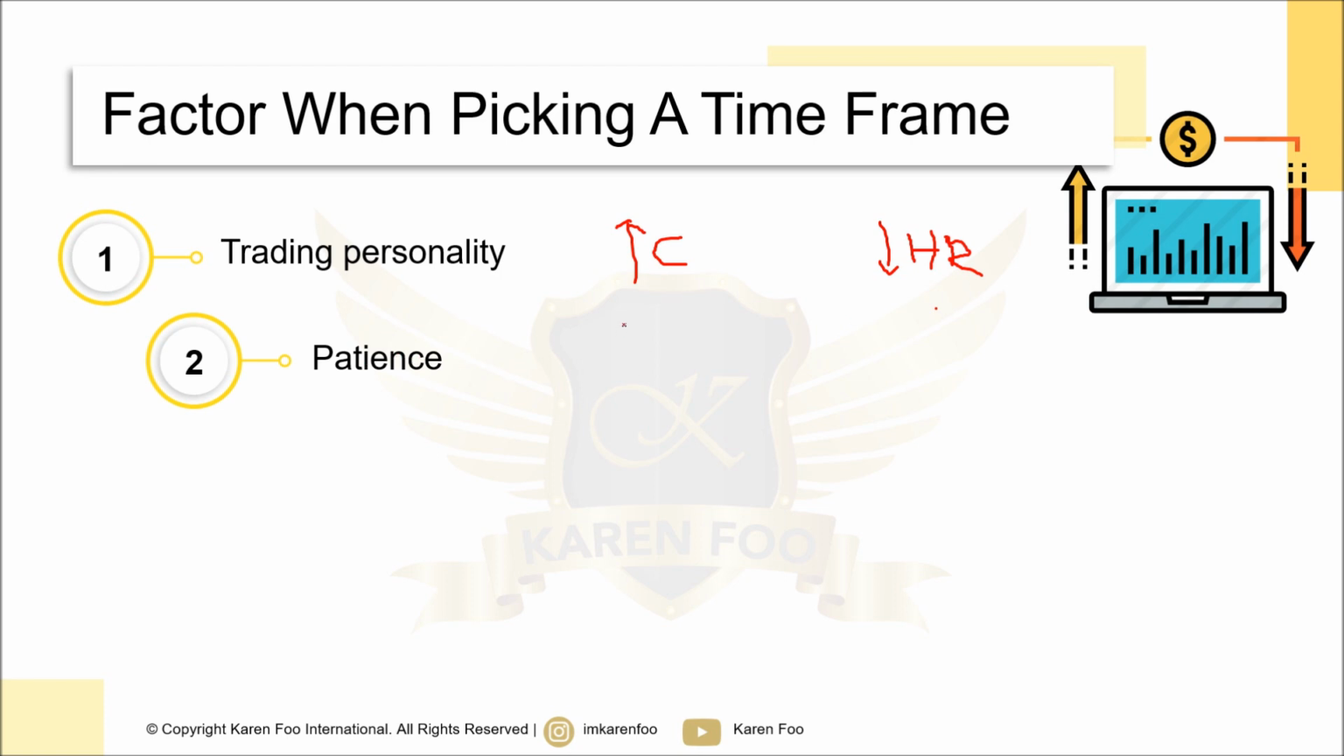If you have a high amount of patience, you pick the higher time frame. Let me just write high amount of patience. You pick the higher time frames, because when you're trading higher time frames, you need to hold your trades for days, weeks, and months rather than a few hours. If you have a low amount of patience, I write LP, then you pick the smaller time frames. And the third thing is your risk appetite.